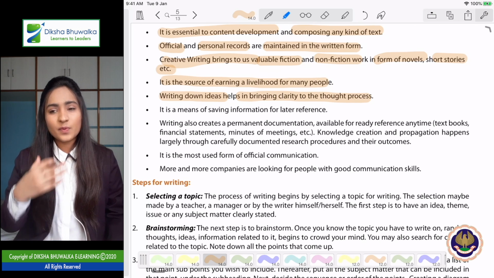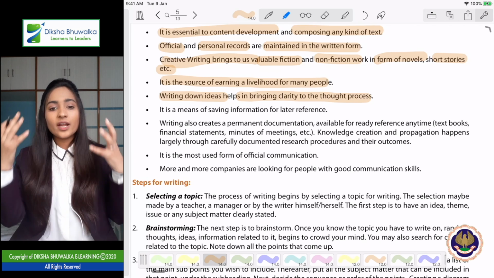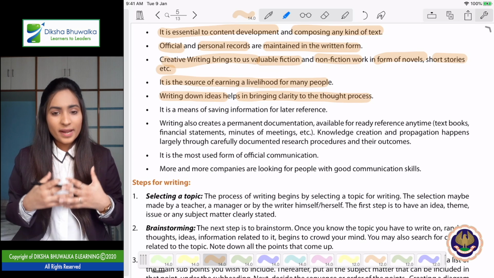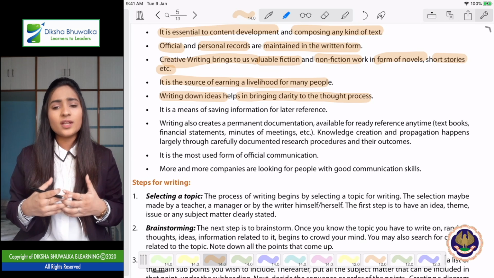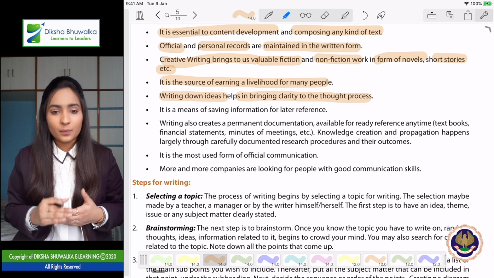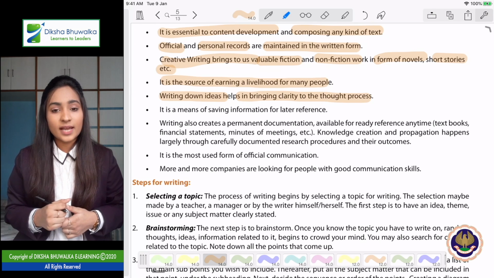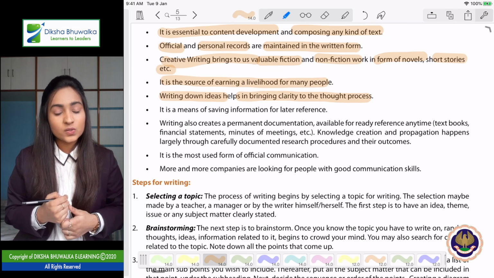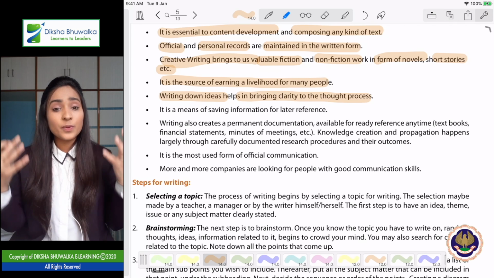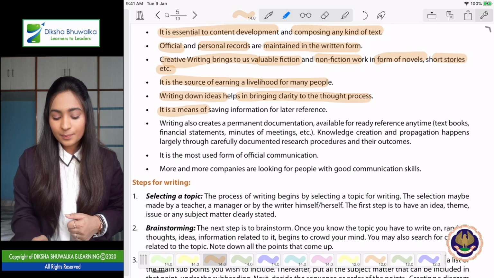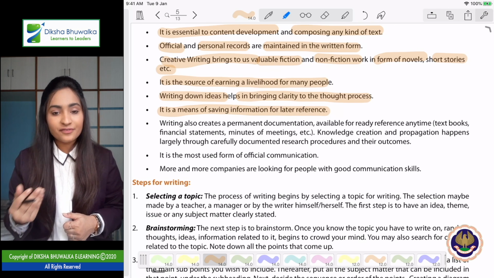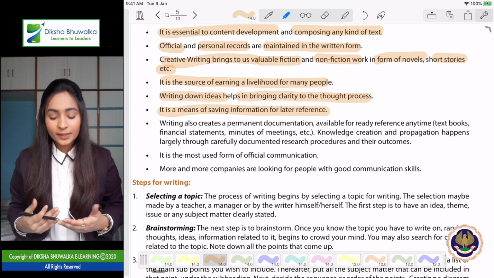Writing down ideas helps in bringing clarity to the thought process. Now many a times when we are just conversing, maybe we are not very sure of the idea, or many a times we might be in such an emotion that we are unable to communicate well. So what we should do? We should write our ideas. Many students I know, they have a habit of writing a diary also, which is a very good habit. It helps us bring clarity in our minds. It is a means of saving information for later reference. We can use it later, the written part.